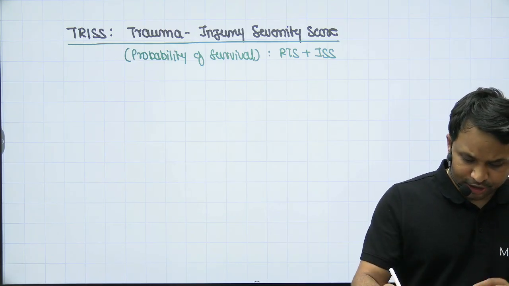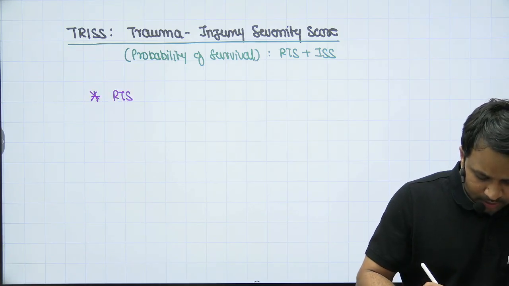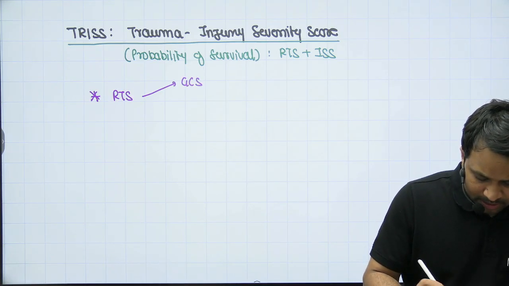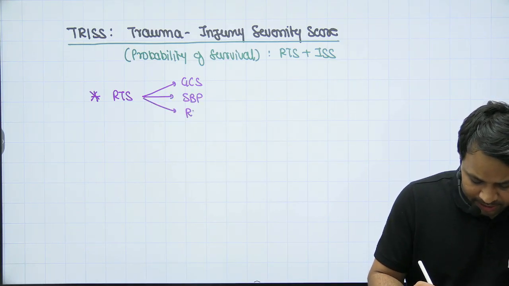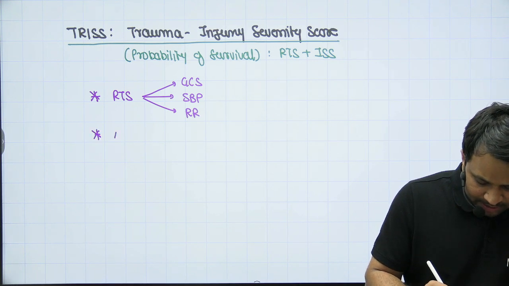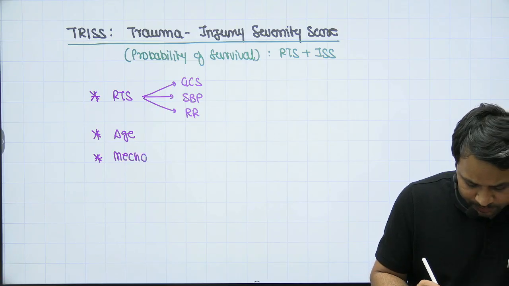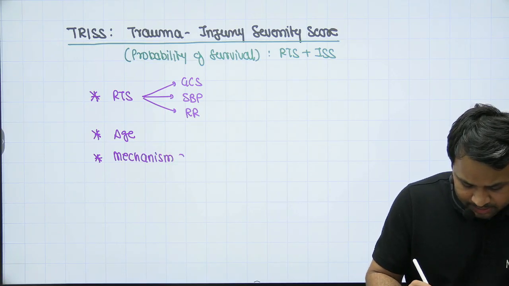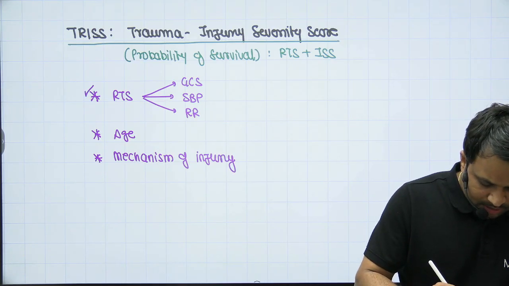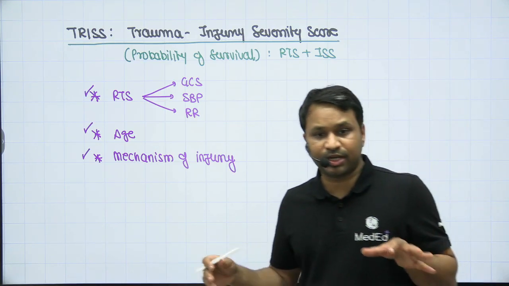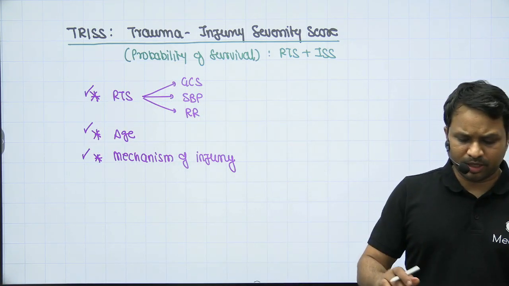So if I say TRISS, TRISS consists of three components. That is your RTS scoring system where you have the GCS coma scale, the systolic blood pressure, and the respiratory rate. Along with that, we'll consider the age of presentation and the mechanism of injury. This concludes your TRISS scoring system, basically looking for the probability of survival.